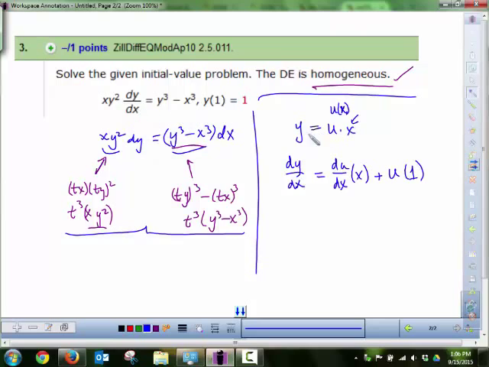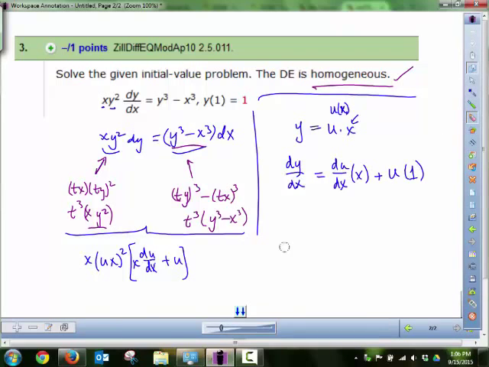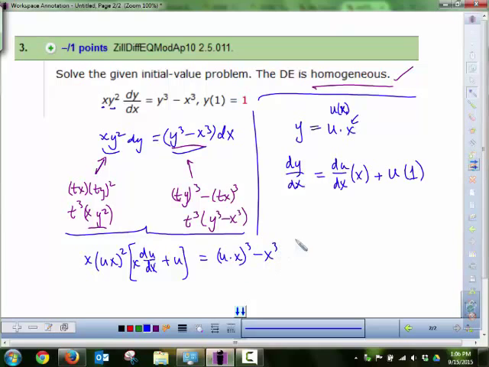And then I'll do the substitution here and get rid of all the y's. So let's see. I have x, and then I have u times x to the second power. And then dy dx is this whole big mess: x times du dx plus u. Is equal to, now I'm going to replace this with u times x to the third power minus x to the third power.